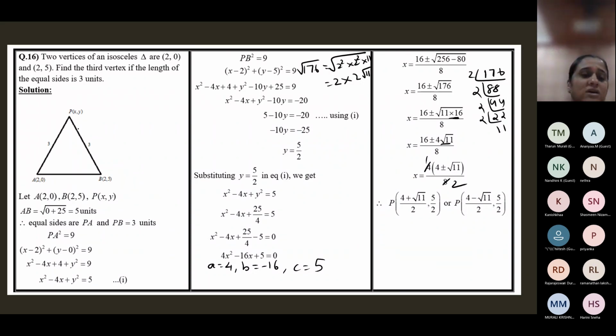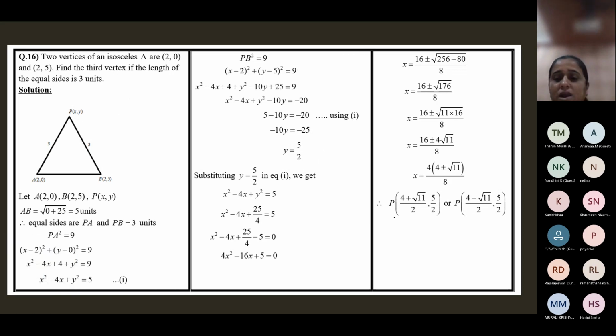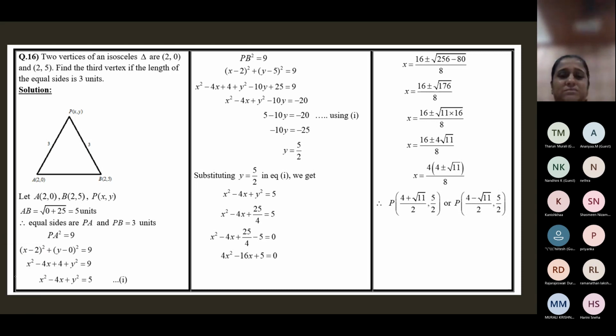So what are the coordinates of P? We have to find the coordinates of P. P is given by x comma y, but x has two values, and there's only one value for y, 5 by 2. So P can be 4 plus root 11 by 2 comma 5 by 2, or P can be 4 minus root 11 by 2 comma 5 by 2. Y is only one value, 5 by 2, in both. So the coordinates of P can be either of the two. It's very simple, children. The working is very simple. Please write.